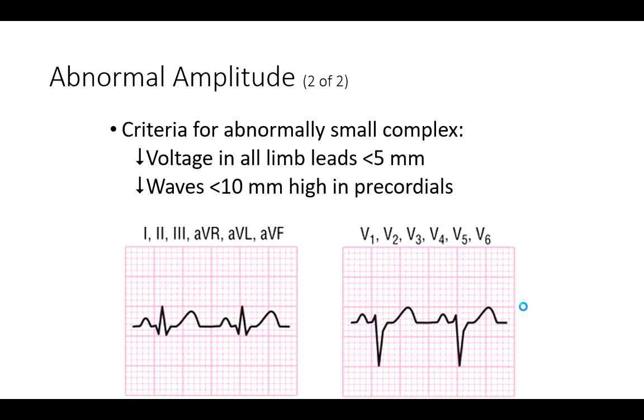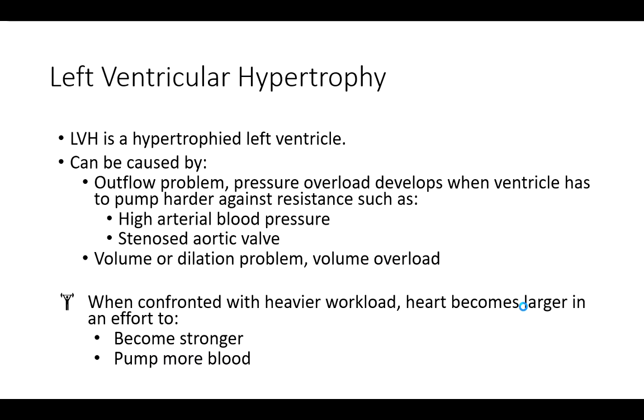So we want to take into consideration a lot of different things. With left ventricular hypertrophy, we have a hypertrophied, enlarged left ventricle caused by, I mentioned this a number of times, we'll talk about it just ever so briefly right now, outflow problems, pressure overload. Basically, it's harder to pump against this afterload, this resistance, so high aortic or arterial blood pressure, stenosed aortic valve. Is there a volume or dilation problem? The heart has to pump a little bit harder to get the blood out. Confronted with a harder workload, it's like any other muscle, the heart becomes larger to adapt and overcome.